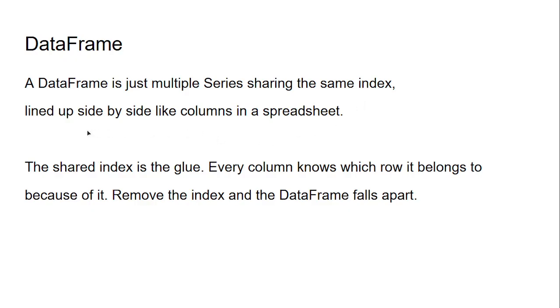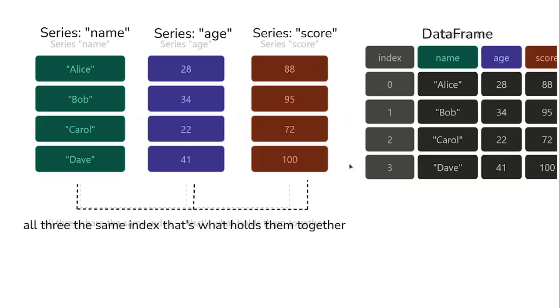A DataFrame is the second type of data structure that pandas allows us to use. A DataFrame is just multiple Series sharing the same index, lined up side by side like columns in a spreadsheet. The shared index is the glue. Every column knows which row it belongs to because of it. When we remove the index, the DataFrame will fall apart.